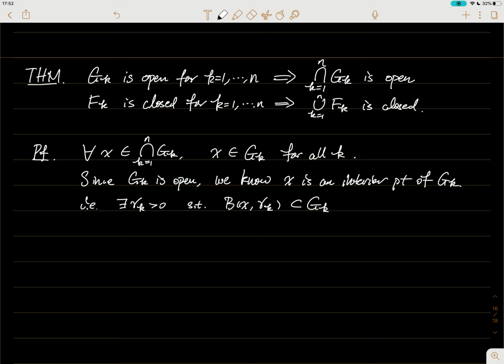Okay, so now let's take R to be the minimum value of R_1 through R_n, the minimum value of those R_k's, k from 1 to n. And I claim that this is still a positive number because every R_k is positive, and I have finitely many of them. And that shows me that the minimum of them exists and is still positive. Okay, so you can see that this is where the finiteness plays a role.